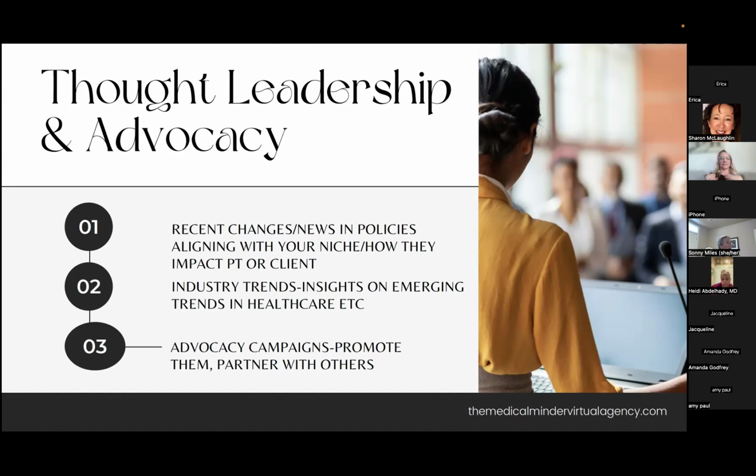You want to create different types of advocacy campaigns, promote them, and partner with others so that it's not just you and you get multiple people. You can even have virtual events, and create freebies or sell a digital product about advocacy, what they need to know, etc. So this is more specific to advocacy and that type of niche.